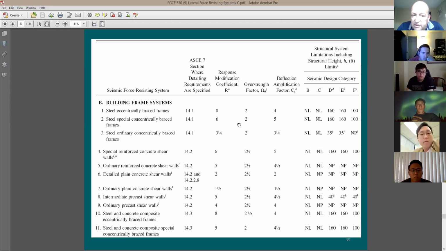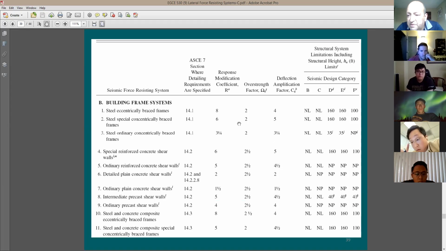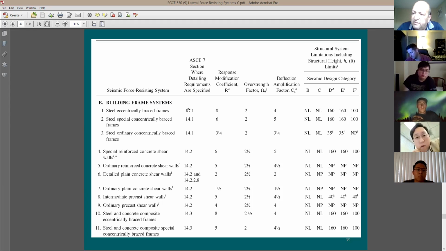We have another system here, which is called the building frame system. What's the building frame system? If you remember, last time we discussed moment frame systems, or moment frame buildings, and building frame systems. In a building frame system, you don't have moment frames. You can have braced frames, concentric braced frames, or eccentric braced frames. Look at the R factors here for the eccentric braced frame. It's going to be 8.